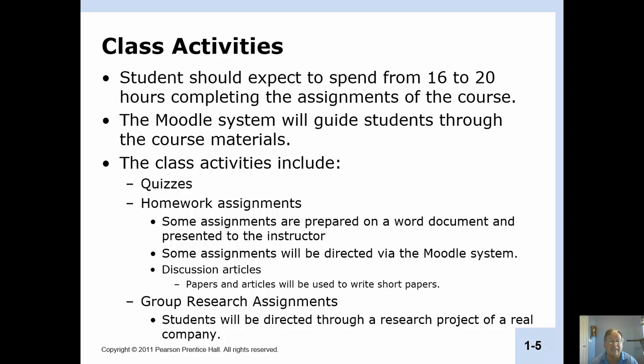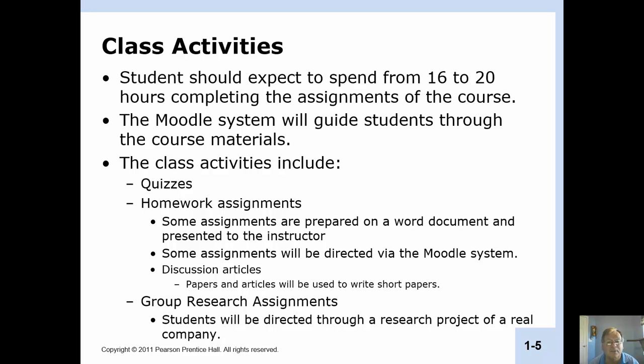The basic activities are the quizzes. Every chapter will have a quiz, and there will be homework assignments. Some of those homework assignments are prepared on a Word document that's given to you by the instructor. Some of those assignments are actually directed via the Moodle system that will take you to the publishing company's learning management system. Again, it'll just be a seamless transition.